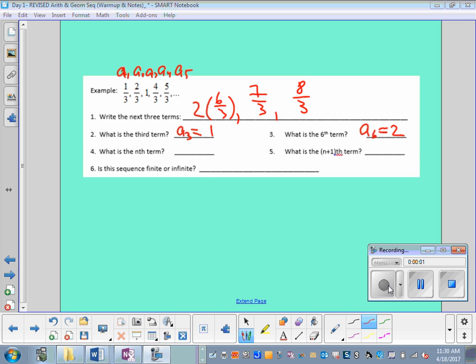Looking at this sequence, can we define the rule for the nth term, the nth term of this sequence? 30? No. So what will be the 100th term? The number on the 100th place in this sequence, if I continue. 100 over 3. It would be 100 over 3. What if it's the nth term? N over 3.